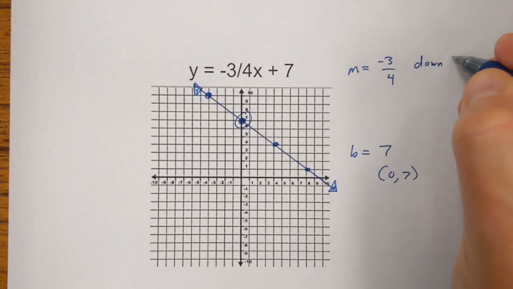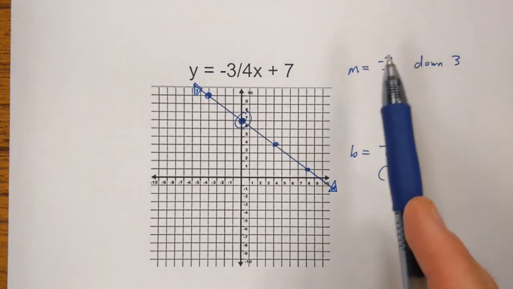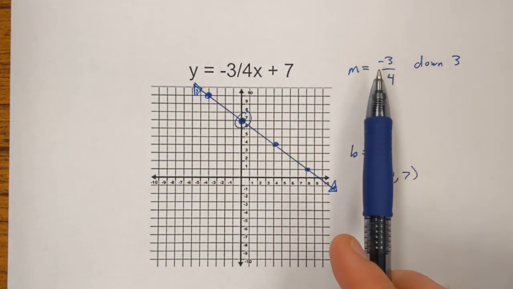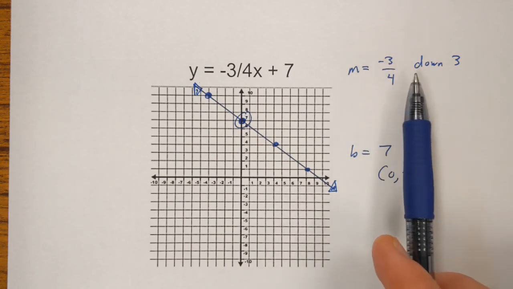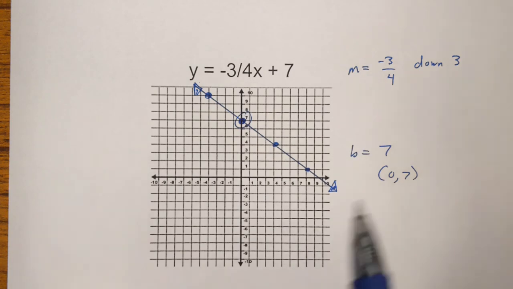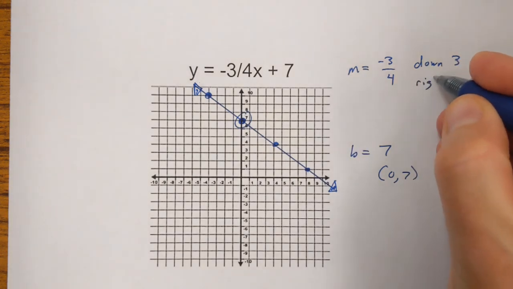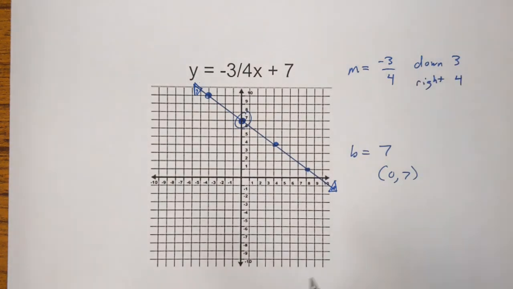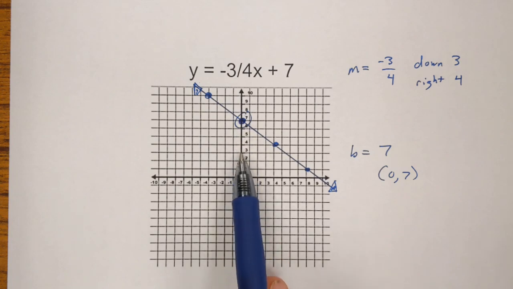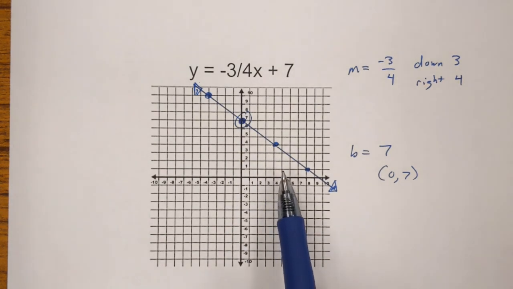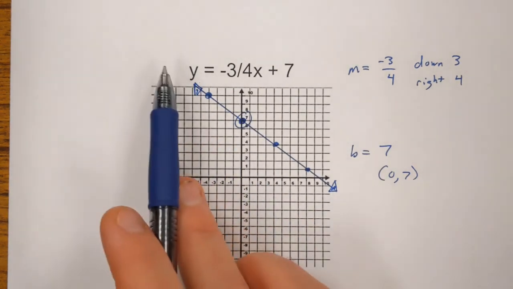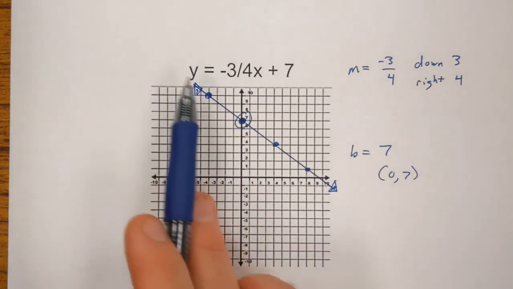down 3. But then notice with a fraction, if a fraction is negative, you only consider one of these numbers negative. The 3 is going to be considered negative, meaning down 3, but the 4 is still considered positive. So that would mean in this case right 4. This graph would go down 3, right 4 from its original y-intercept, down 3, right 4. So a negative slope will always go down from left to right. It's kind of downhill from left to right.